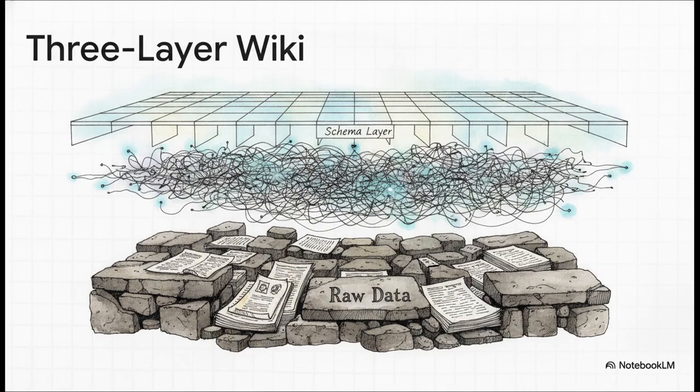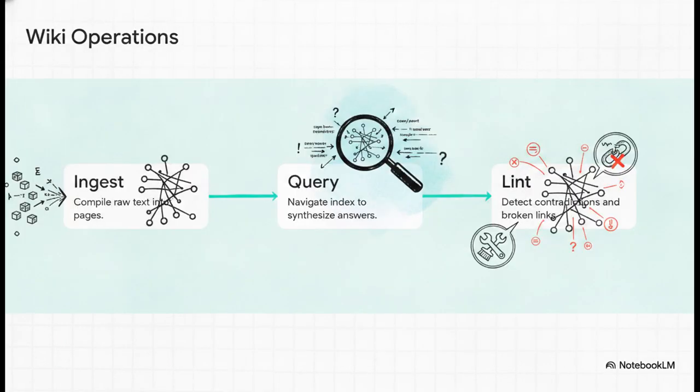At the very base, you have the raw data layer. These are your immutable PDFs, text files, and data sets that serve as a permanent audit trail. Sitting above that is the wiki layer. This is the mutable markdown that the AI agent alone generates, cross-links, and maintains. And finally, the schema layer, which holds static configuration files that give the agent its formatting rules, page specs, and operational instructions. Maintaining this whole topology relies on 3 core operations that the agent executes.